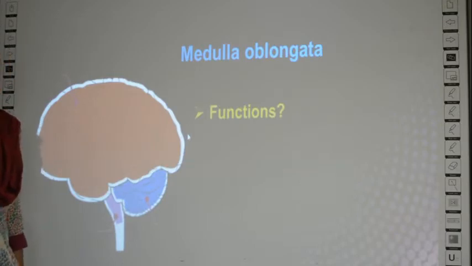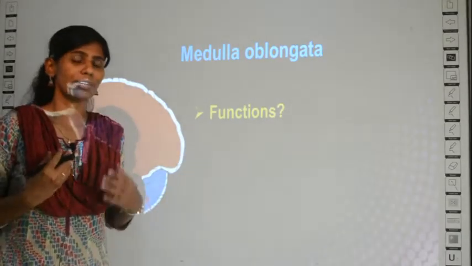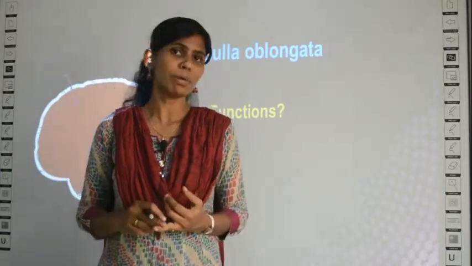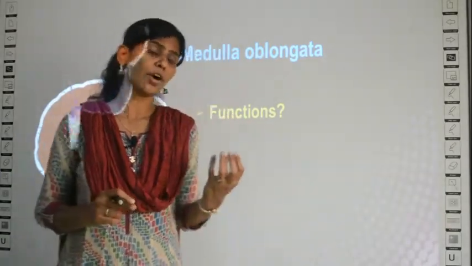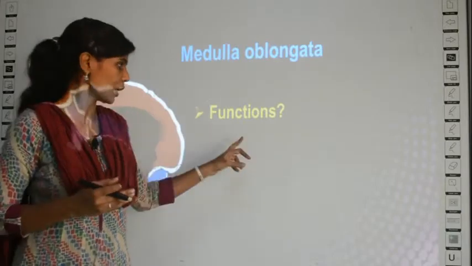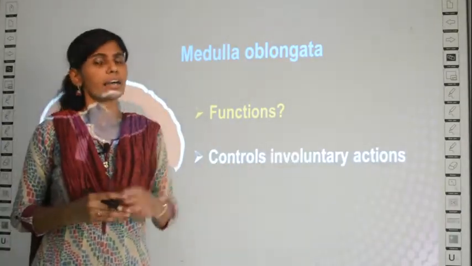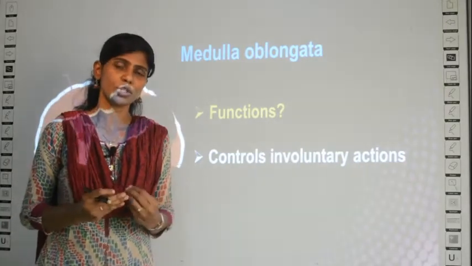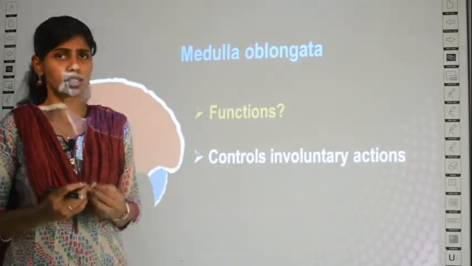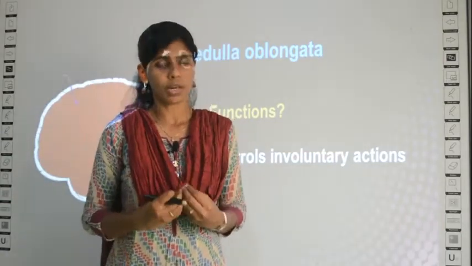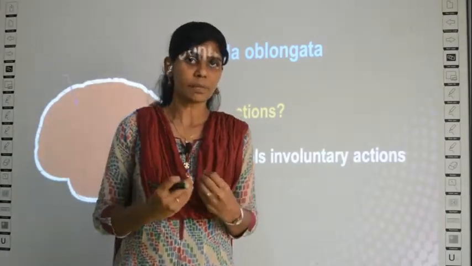And then what are the functions of the medulla oblongata? We have already studied about the functions of cerebrum and the functions of cerebellum, right? So medulla oblongata has more important functions because it controls involuntary actions. What are voluntary actions and what are involuntary actions? Voluntary actions are the actions that you do voluntarily. You decide to do something and you do it.